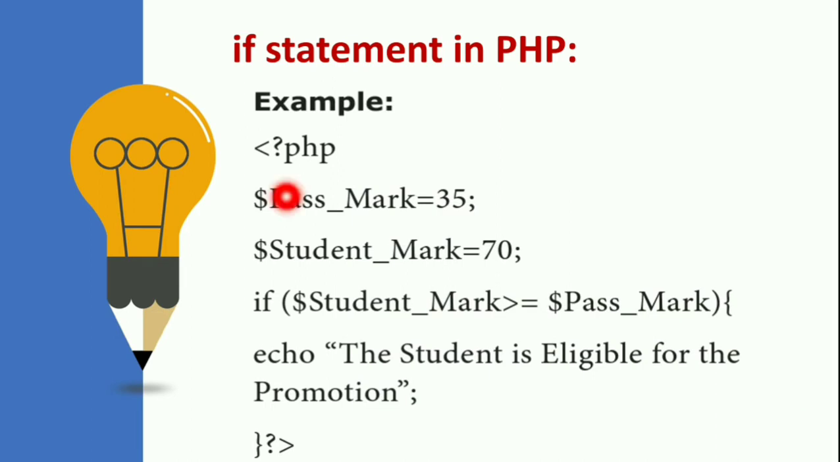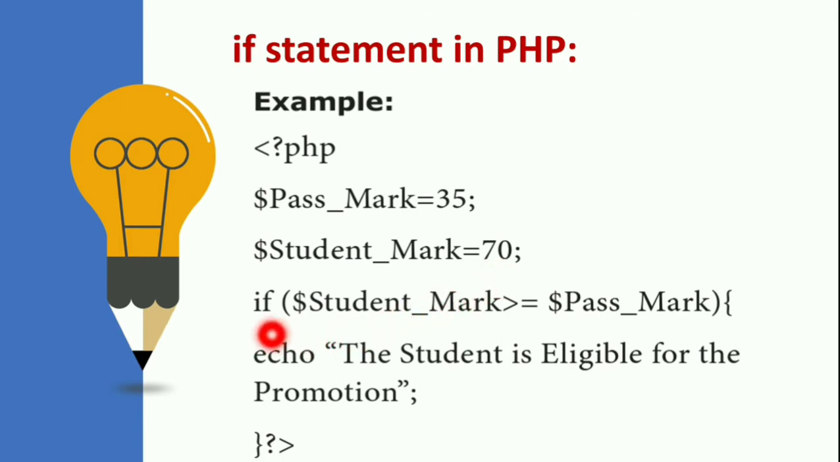Look at the program. We have started the program with the PHP open tag, and we have a variable $passmark. The value is 35, and the next variable is $student_mark. The value stored in the student mark variable is 70.